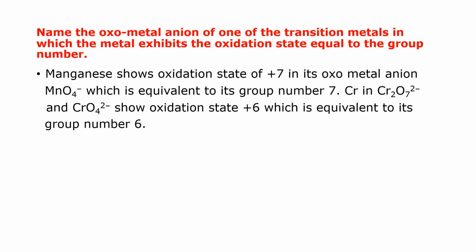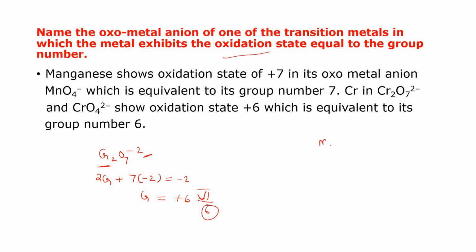Which oxo metal anion exhibits an oxidation state equal to its group number? Now we'll take an example, chromium: Cr2O7 2-. What is the oxidation state of chromium? How many chromiums are there? 2 chromiums and 7 oxygens. Each oxygen carries -2. The overall charge is -2. So chromium equals +6. What is the group number here? 6th group, isn't it? So the group number is also 6.